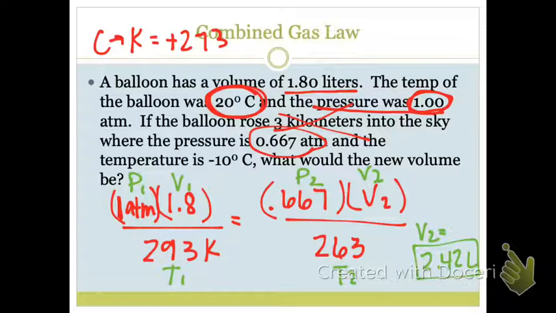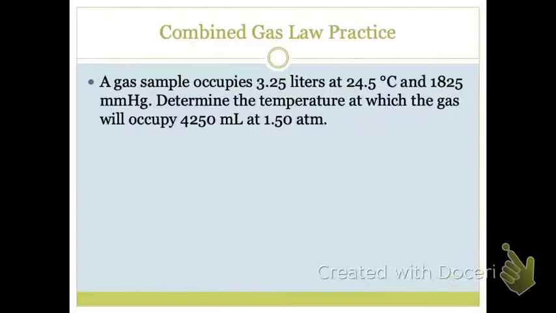Here, this was meant to throw you off. The balloon rose 3 kilometers. Where would that have fit into our problem? Nowhere. So don't let it freak you out. Don't try to fit it somewhere. Does pressure not change with how high something is, like in the air? It does change. It did change from 1 to 0.667. But we can't say that every 1 kilometer or every 3 kilometers changes by a certain rate. Temperature has such an effect on that, that you can't give a steady rate of change.